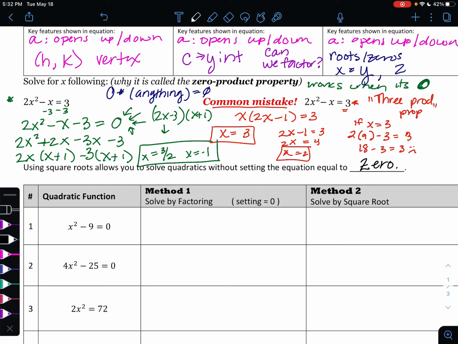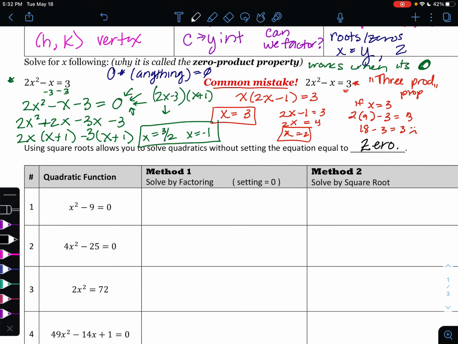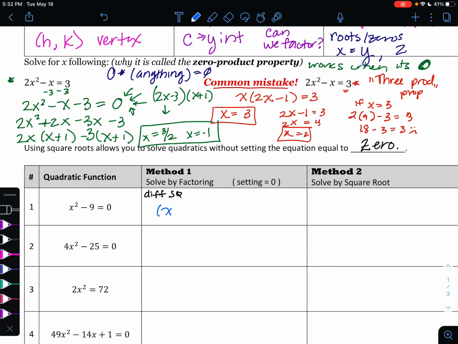Okay, so using the idea of algebra helps us determine these things without setting it equal to 0 and using that zero product property. Okay, so what do I have here? I have set equal to 0, factor. This is the difference of squares. Let's pick a new color. x minus 3, x plus 3 equals 0.